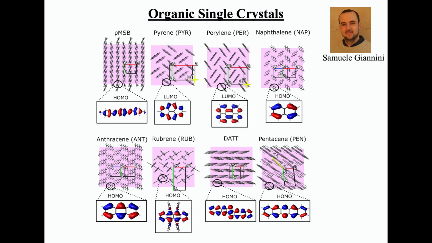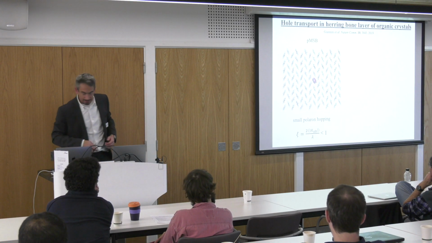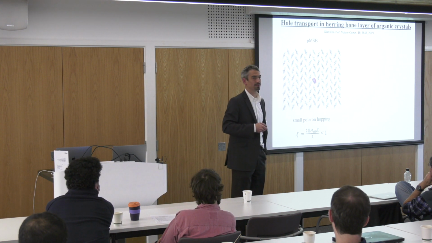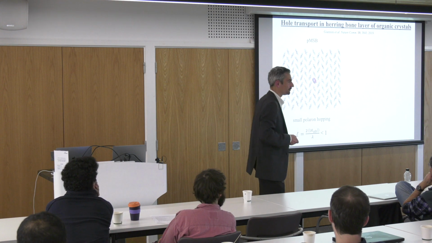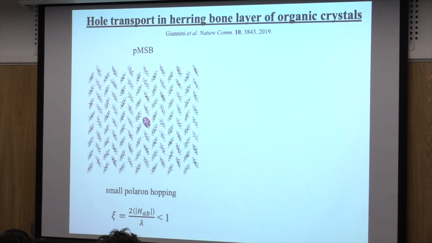And again, these are basically materials that form these herringbone layers. So you have conductivity in that plane and zero conductivity orthogonal to it. Okay, now previously I think Jenny said it would be nice to show a movie of a polaron. Well, this is the movie of a polaron in this material PMSB.